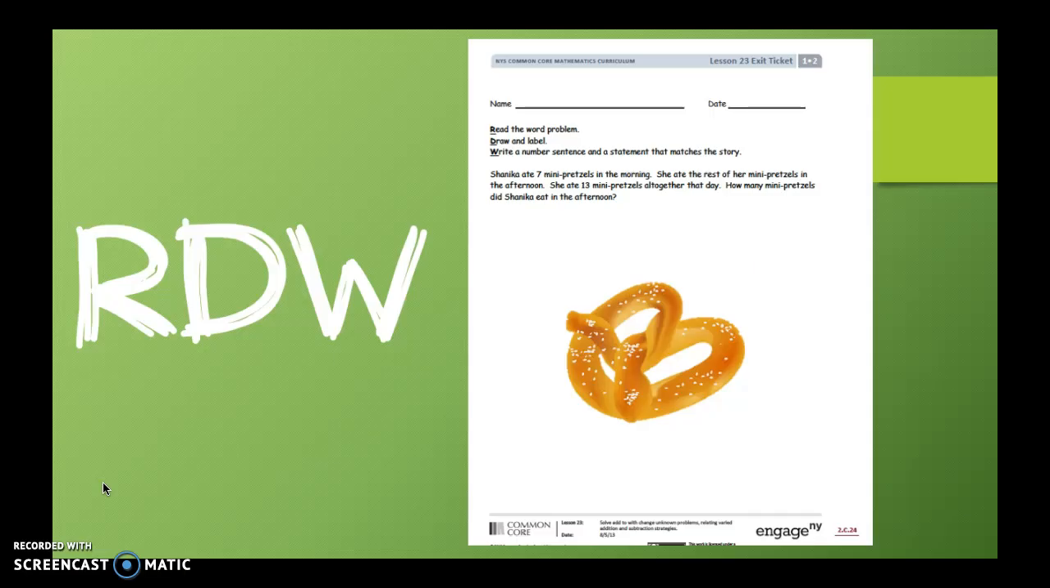I'm going to read it one more time, and then you're going to need to go ahead and get to work. Shanika ate 7 mini pretzels in the morning. She ate the rest of her mini pretzels in the afternoon. She ate 13 mini pretzels altogether that day. How many mini pretzels did Shanika eat in the afternoon? Don't forget to make sure that your drawing shows your good thinking because our learning goal said that we're solving for the unknown using an addition or subtraction strategy, and we want to make sure that that's shown in our good work. Good luck, friend.